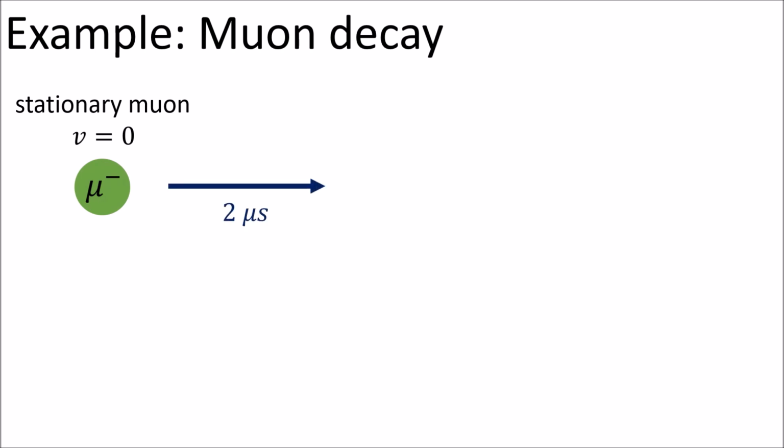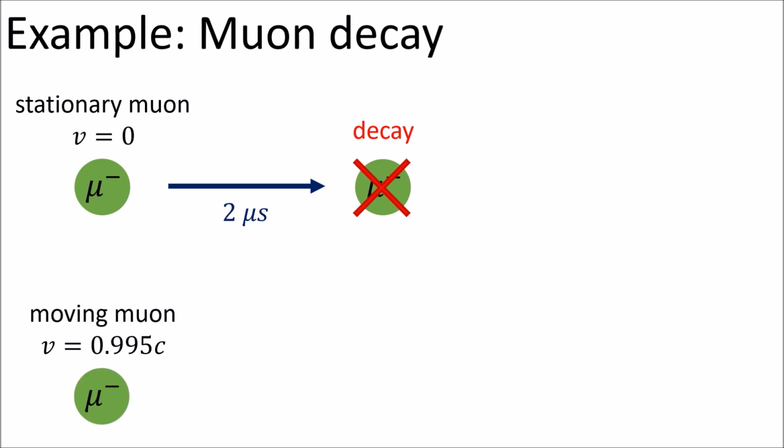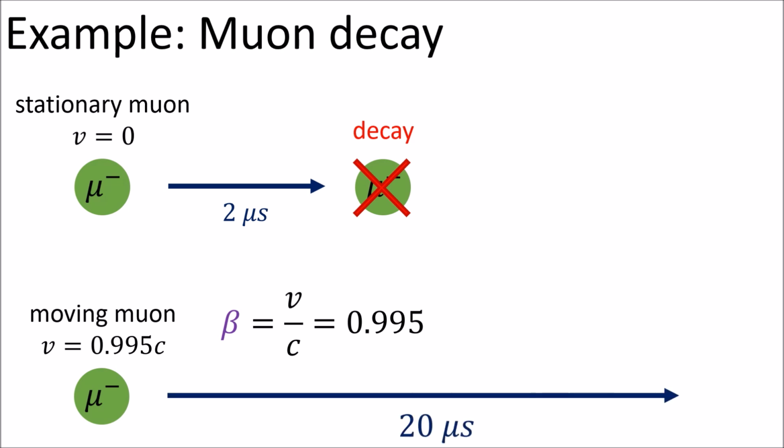The last thing I'll do is apply time dilation and length contraction to a practical situation involving muons. In Relativity 101, I said that a stationary muon will decay in about 2 microseconds on average. But if the muon is traveling at 0.995 times the speed of light, it will live for 20 microseconds on average due to time dilation.